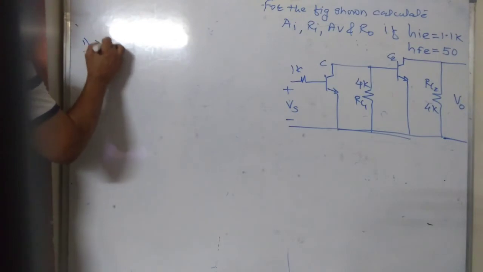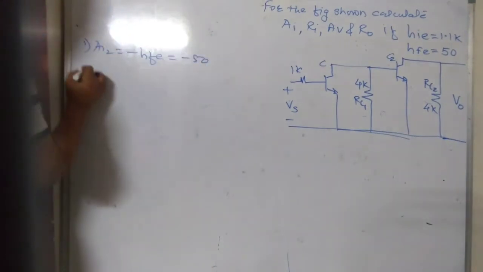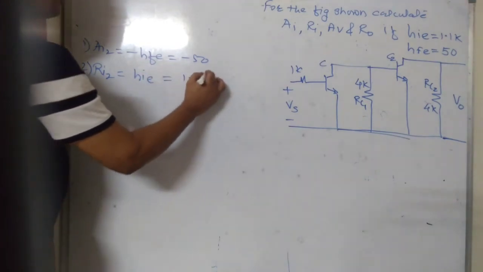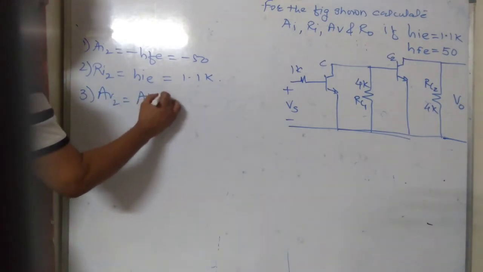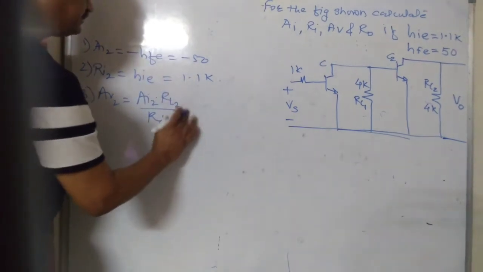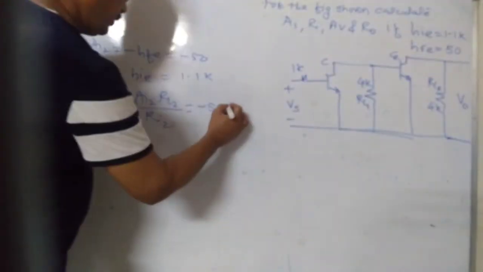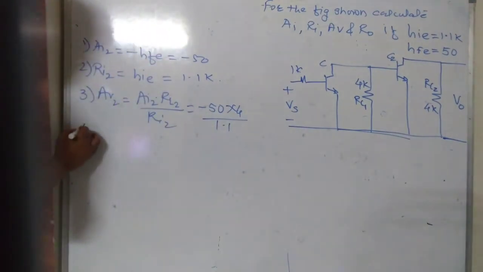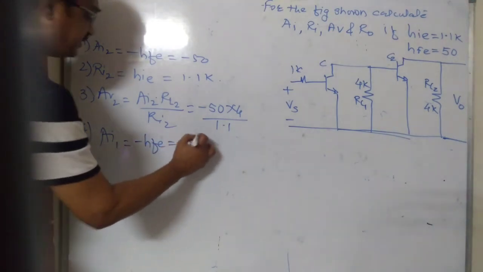Number 1, AI2 is equal to minus HFE, which is minus 50. RI2 is equal to HIE, which is 1.1K. AV2 is AI2 into RL2 upon RI2. AI2 is minus 50. RL2, I have told you, RL2 is equal to RC2, which is 4K. Calculate the answer.